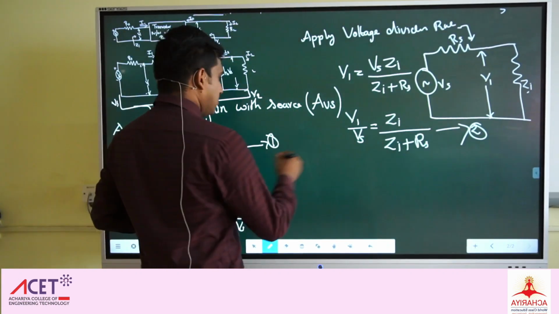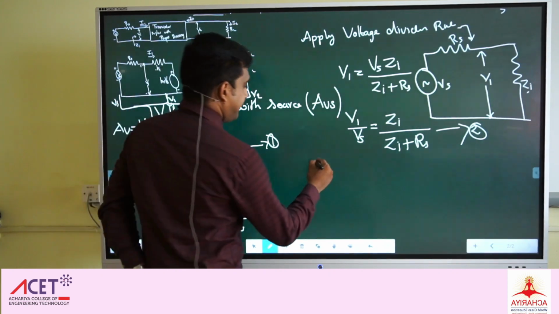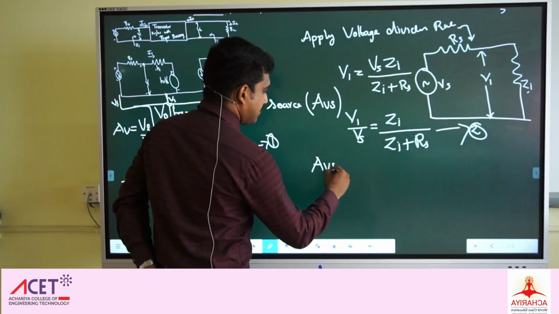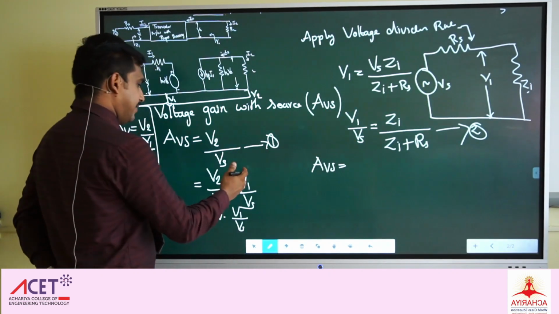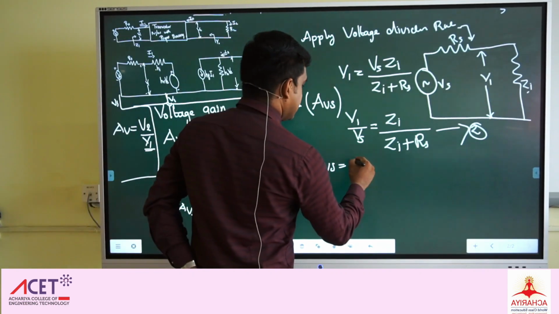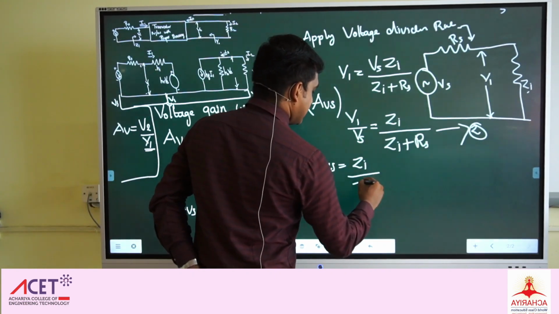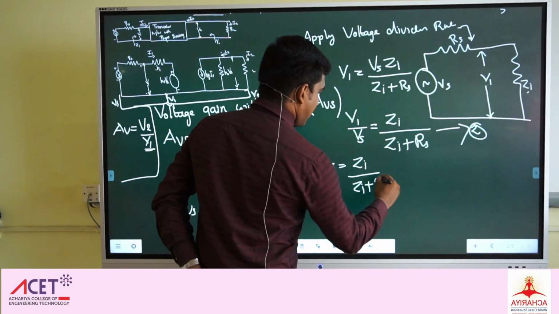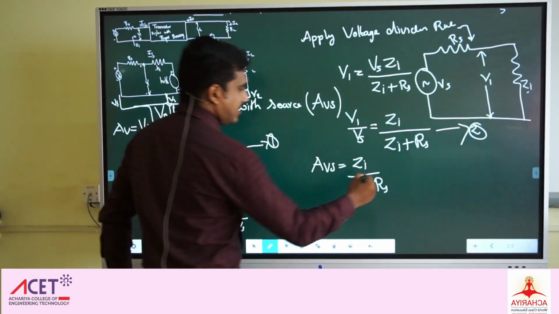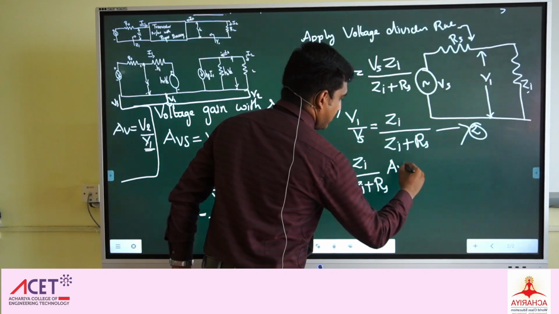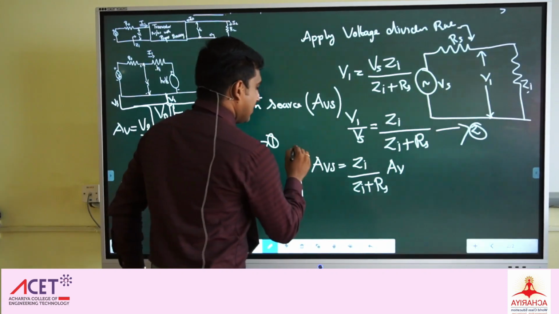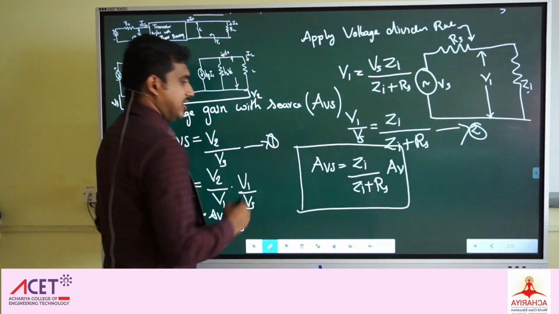Now we can substitute this equation in the main equation. AVs is equal to, instead of V1 divided by Vs, we can substitute Zi divided by Zi plus Rs. Then we have to write AV into AV. This is the voltage gain with source equation.